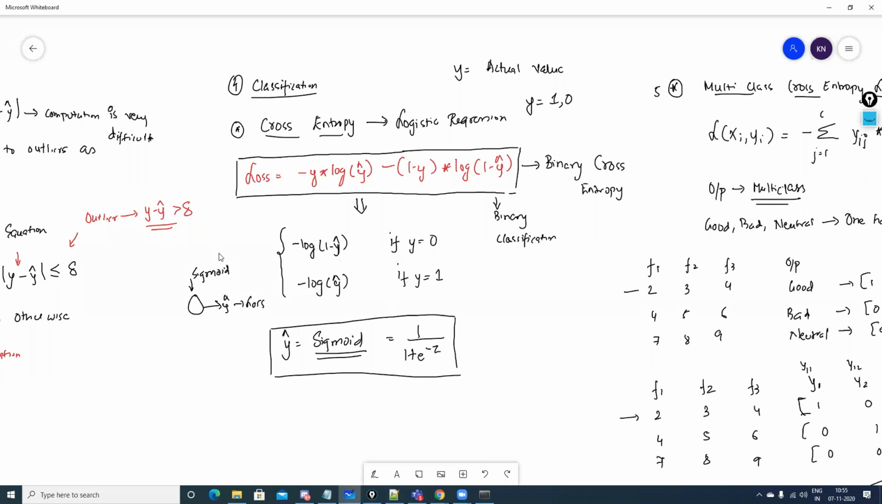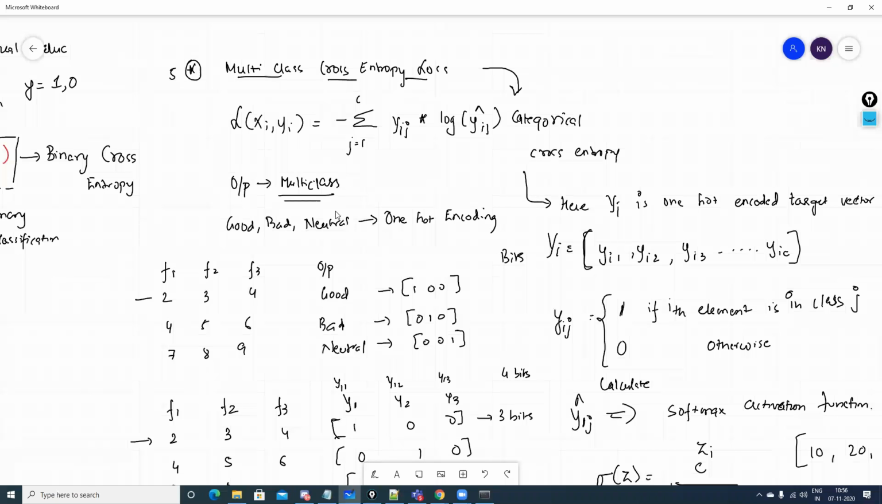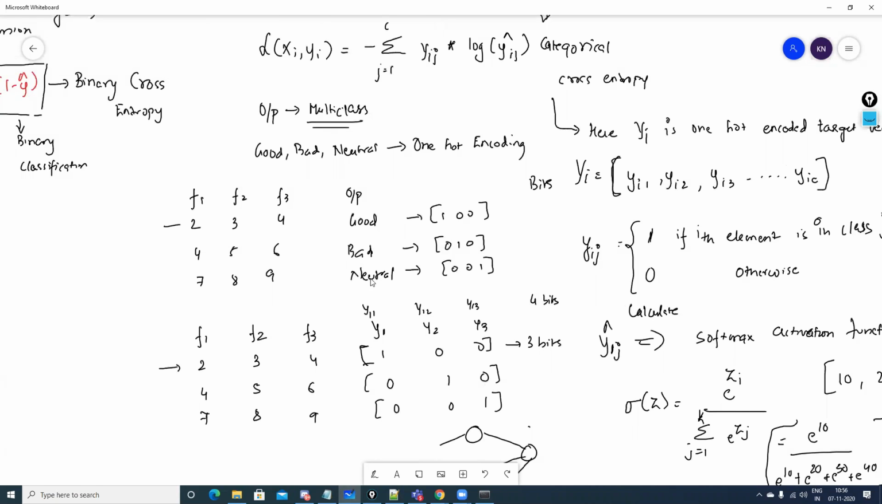Now, in case of multi-class classification, one example of multi-class cross entropy is categorical cross entropy. In this, the output will be multiple classes. It will not have only binary classes. It will have more than 2 classes. Now, in this example, you can see that I've taken F1, F2, F3. These are my independent features. This is my output, like good, bad, neutral. So I have 3 categories. And for this, I have to definitely use this multi-class cross entropy loss.